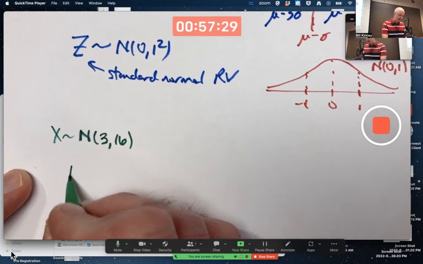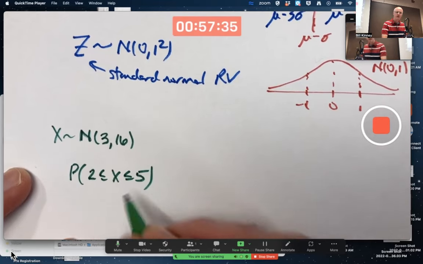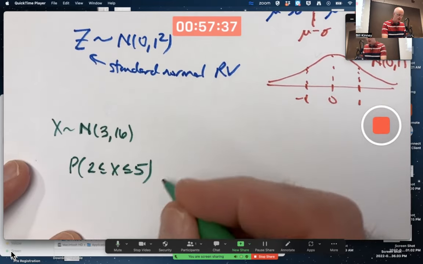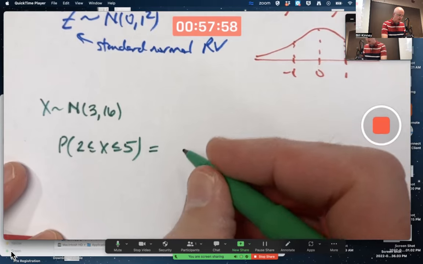If I want to find, for example, the probability that X is between, say, 2 and 5, I do want you to be able to, on exam 2, show your work symbolically here by converting to Z, writing the answer perhaps as a difference of CDF values before you use your technology. It's an important enough skill that I want you to be able to do that, even if you don't always do it on homework.